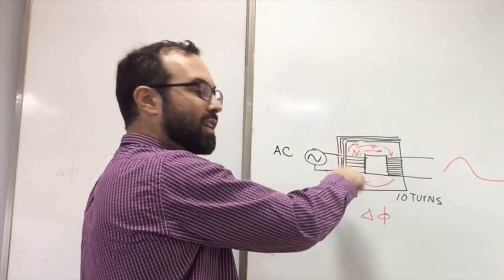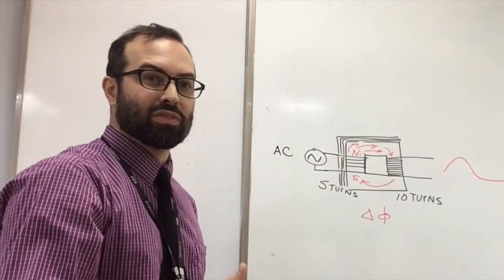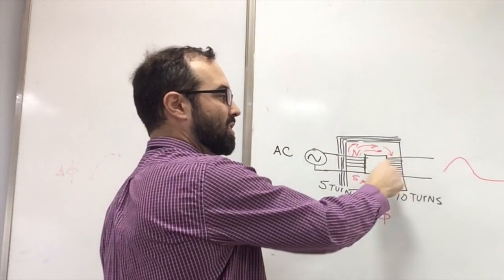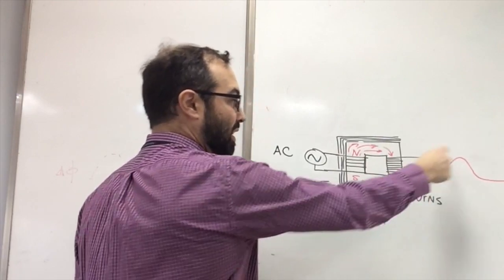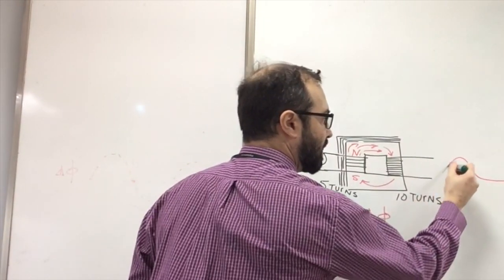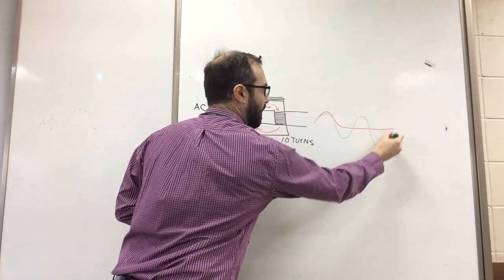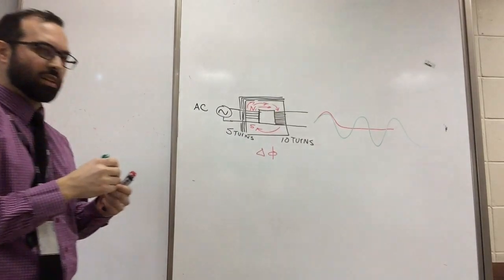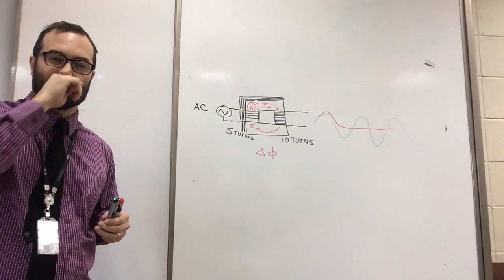And as the magnetic field flips, we have change in flux. That change in flux causes induction. And so instead of having this, we end up with this. And we get AC current out the other side.